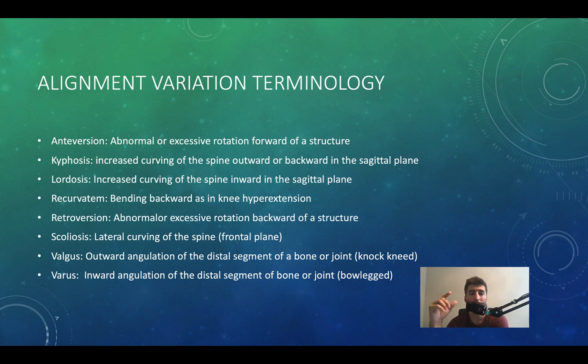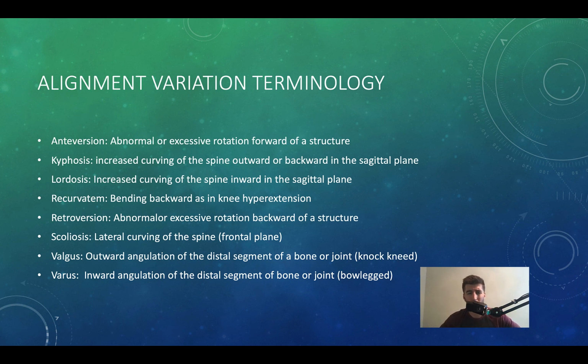Lordotic or lordosis means that you have an increased curving of the spine inward in the sagittal plane. So literally flip it to the opposite. If kyphotic means that they're hunched forward at the shoulders, at the upper back, lordotic means that the hips are going to be rotated forward, almost like an anterior tilt, because the spine might be normal up top, but if it moves in, the bottom of the spine is going to be moving in and forcing the lower back forward.